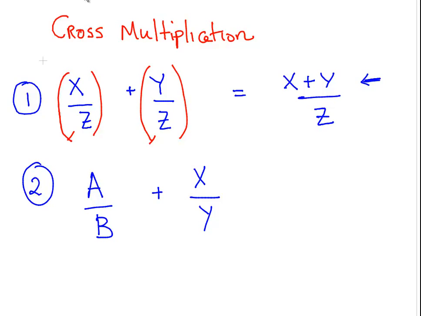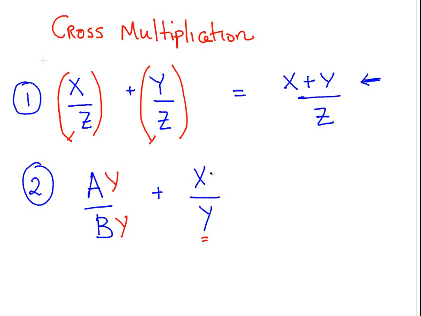So for example, in this case, a over b, what we're going to do is multiply the numerator and the denominator, a and b, by the same value. So here a times y, b times y. It's a sort of educated guess, because we're going to use this denominator here. So we have this over yb.